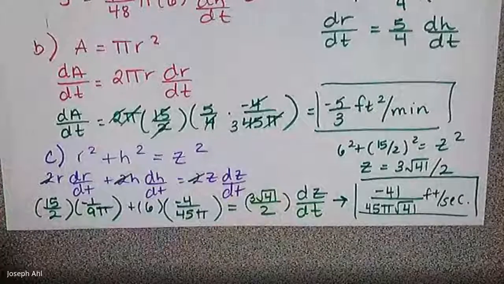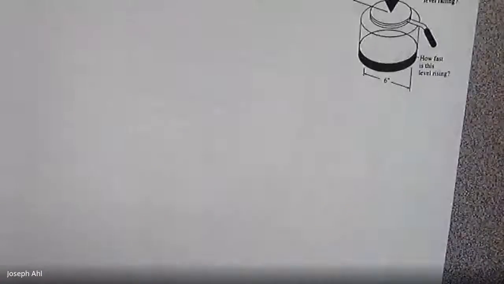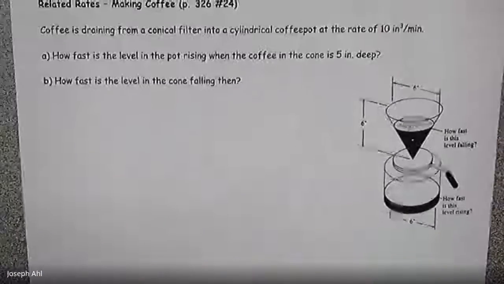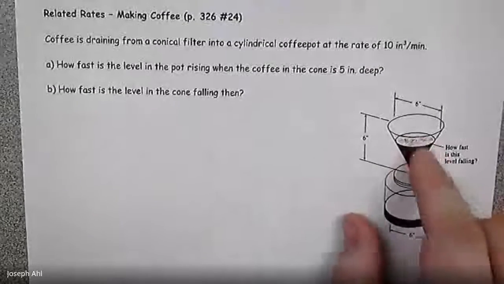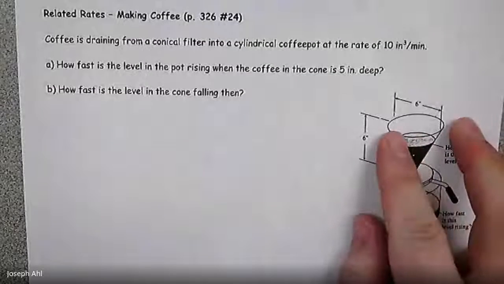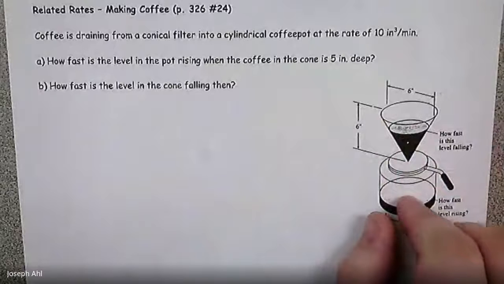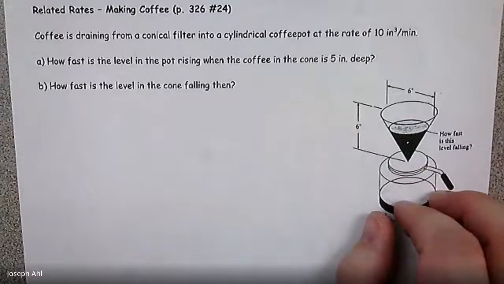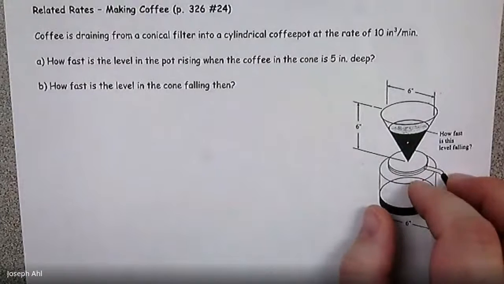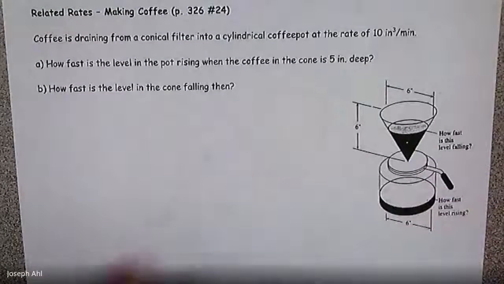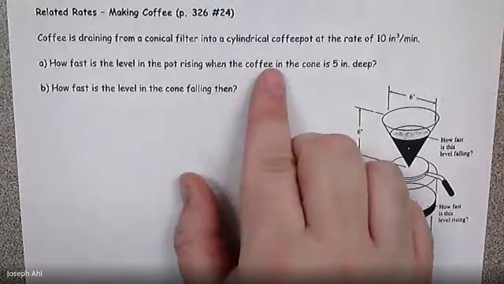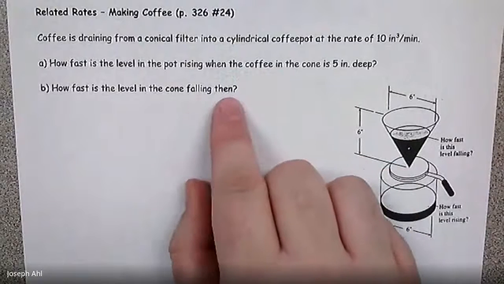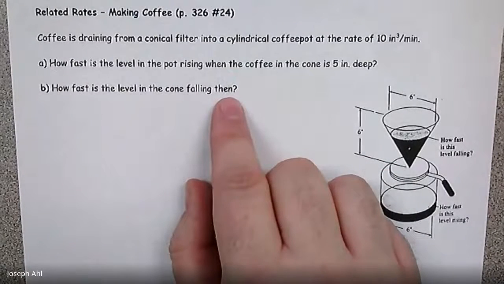So if you have questions about this, please check in with me about it tomorrow. This last question is a homework question that you have hopefully seen, about coffee dripping down from this conical filter into the cylindrical coffee pot. I'm going to show the answers to it tomorrow, but maybe give it a shot on your own, and see if you can figure out how fast the level in the pot is rising, and then how fast the level in the cone is falling at that point.